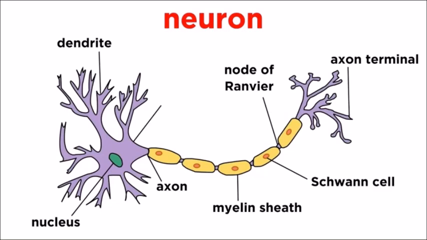Now, nervous tissue is present in our brain and in our spinal cord, and the network of all these nerves spreads throughout our body. They keep on sending impulses from one part of the body to the other part of the body, and this is how you can feel what is happening in your body.